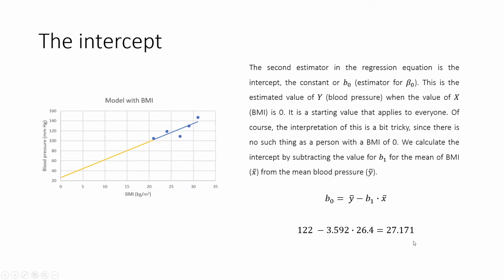Once again, that's the estimator of beta 0. And in our case, that's 27.171. And when you look at it in a graph, you can see that the data points are far, far away from where the intercept lies, namely here at the bottom, 27.171 in this case. So it's a bit of a tricky value because once again, there are no individuals with a BMI of 0, but it's a necessary value for the regression equation.